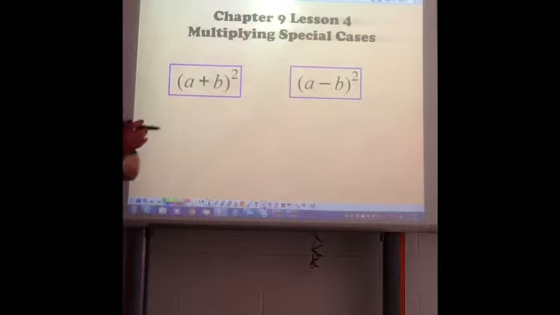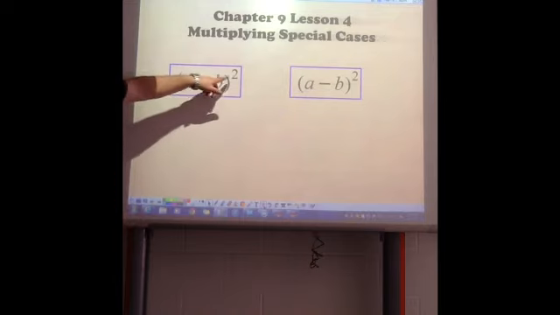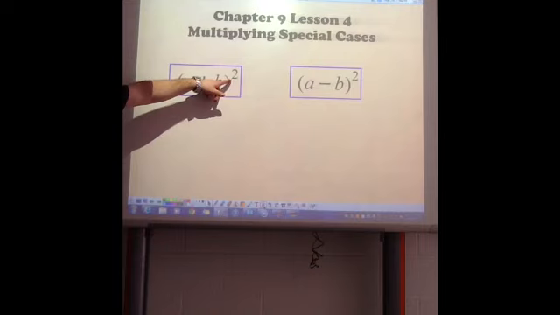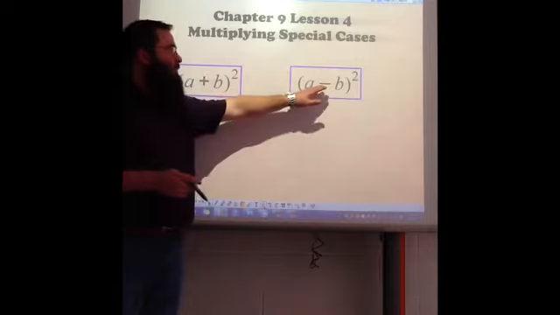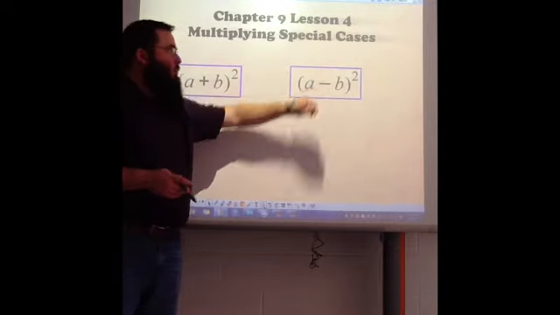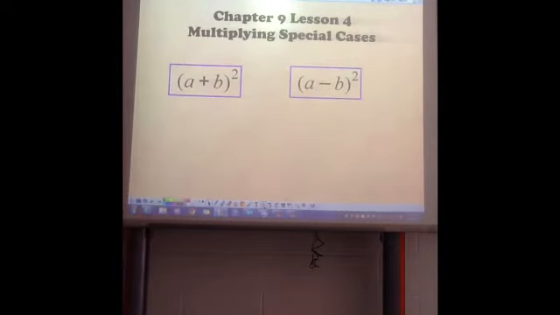For lesson 4 in chapter 9, we're going to be multiplying special cases. Instead of giving you the two binomials separated, it's the same binomial times itself, so it means it'd be squared. We're going to have two cases: a plus b squared, where we have an addition in the parentheses, and a minus b squared, where we would have subtraction within the parentheses.